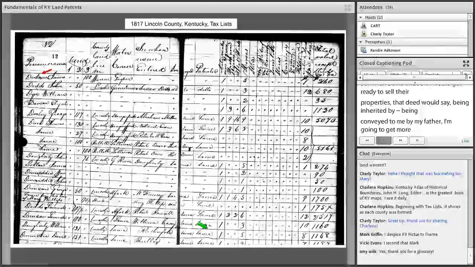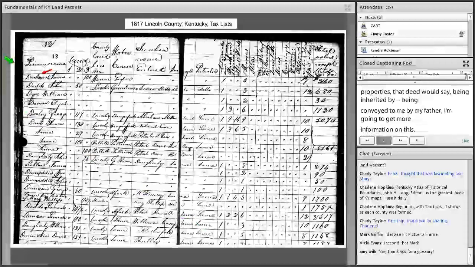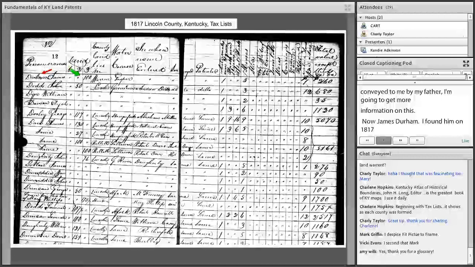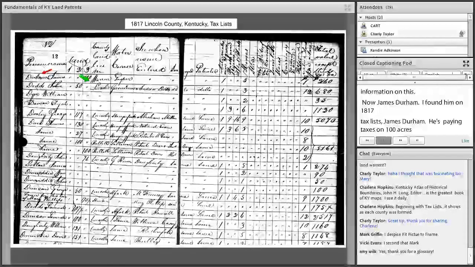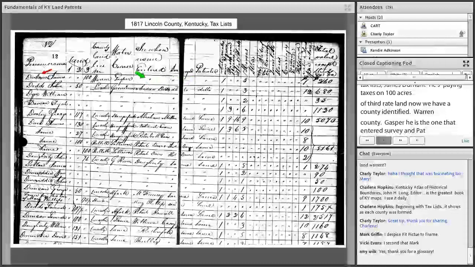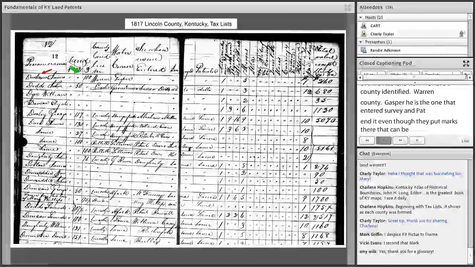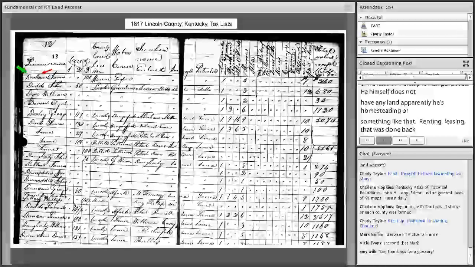Now, James Durham, I found him on 1817 tax lists. He's paying taxes on 100 acres of third-rate land, and now we have a county identified, Warren County, Gasper. He is the one that entered, surveyed, and patented it, even though they put ditto marks there, and that can be kind of confusing on whether they mean this man or somebody above. But we know that he did have that 100-acre military tract that he had not sold prior to 1817 because he is identifying it as part of his land ownership for tax purposes. He himself does not have any land. So apparently he is homesteading or something like that. Renting, leasing, that was done back then too. You didn't necessarily have to own property back then, just as you don't have to own property today.